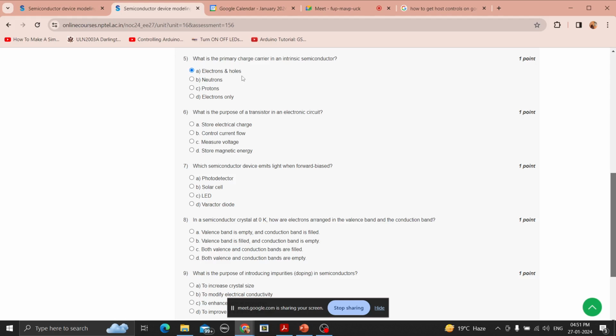And in extrinsic semiconductors, depending on whether it is a p-type or n-type semiconductor, there is the concept of majority carriers. Either electrons will be the majority carriers or the holes. So there we mainly consider the charge carriers as the majority carriers. So basically, holes we consider for the valence band.